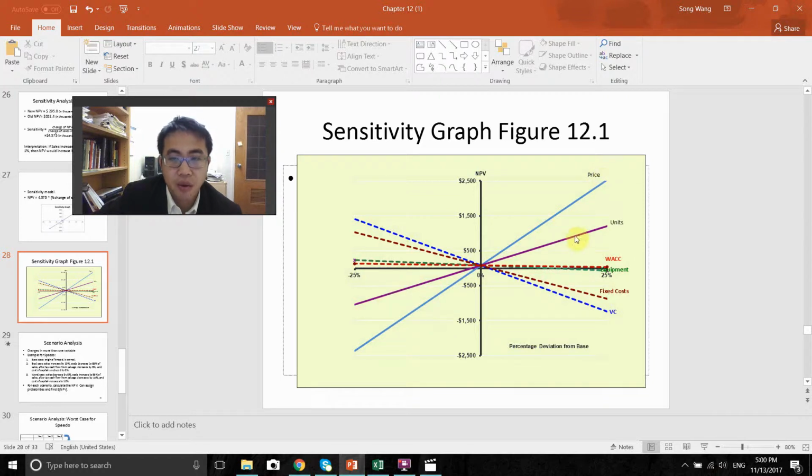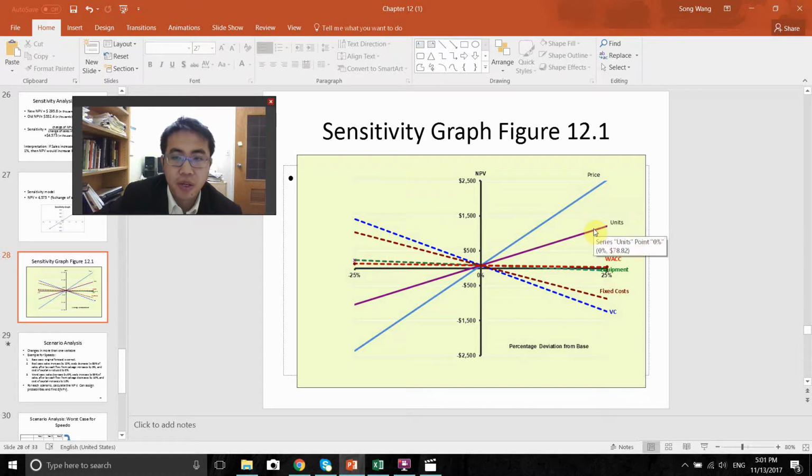And the purple line, which indicates the units: if units increase, that means the company makes more sales of products, and the NPV also increases. And if variable cost, this blue dashed line, increases in percentage, then the NPV would drop, meaning the company spent more money. Likewise, if the fixed cost increases, the NPV would drop. Okay, and to complete the sensitivity analysis, we need to compare the slopes. Basically, the slope of the lines is the sensitivity.